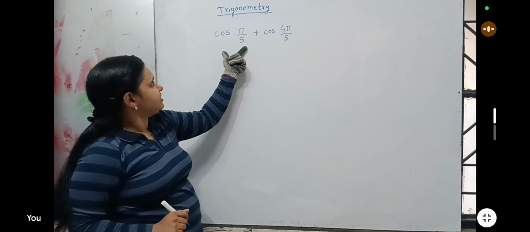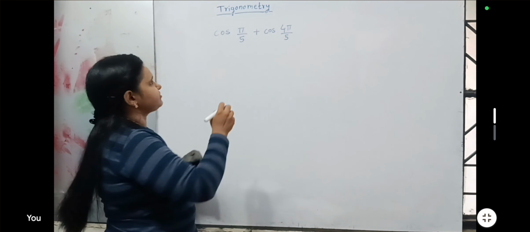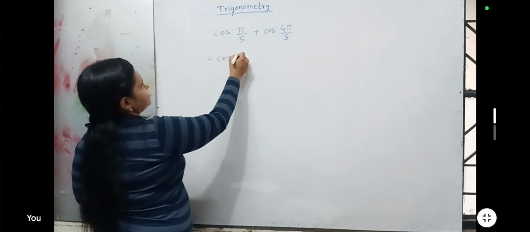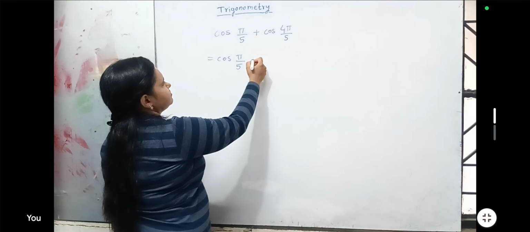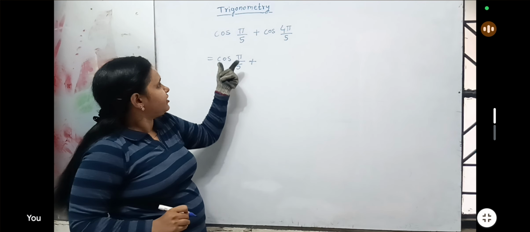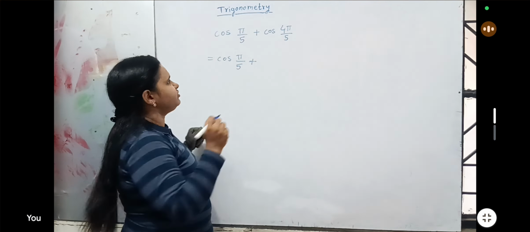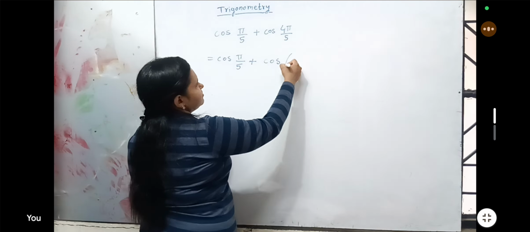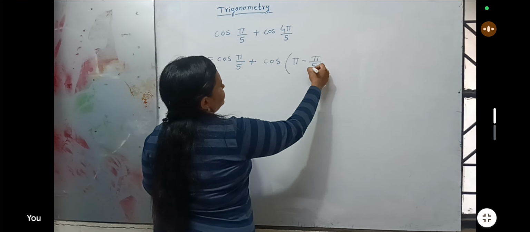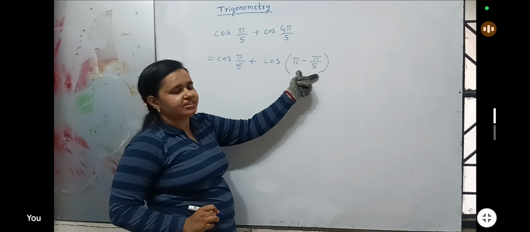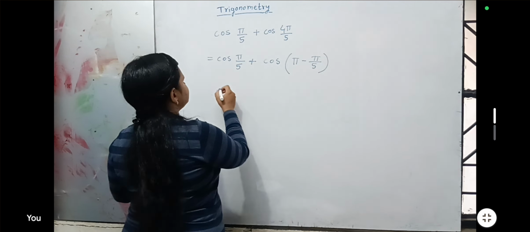Now next question is cos pi by 5 plus cos 4 pi by 5. We have written cos pi by 5 as it is. Can we write cos 4 pi by 5 as cos of pi minus pi by 5? We can write it as pi minus pi by 5 will be 4 pi by 5.